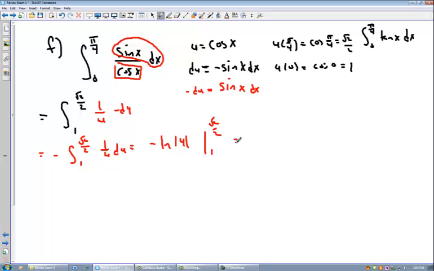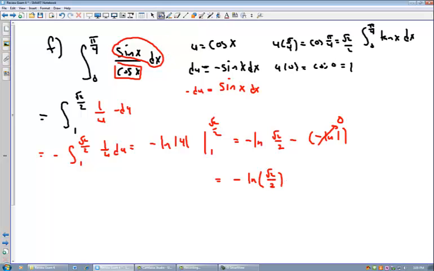And that's equal to negative ln of root 2 over 2. You don't need the absolute value because root 2 over 2 is positive. And then minus a negative ln of 1. Again, you don't need absolute value on the 1 because 1 is positive, but that's 0. And so this is equal to negative ln of root 2 over 2.